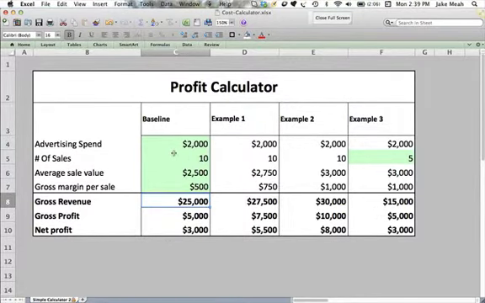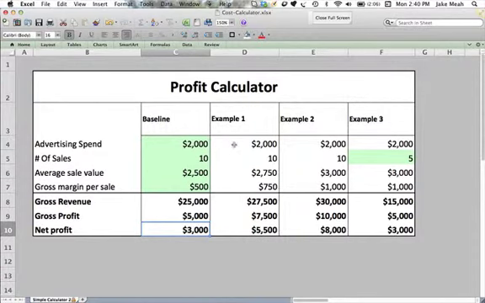At those figures, you'd generate a revenue of $25,000, gross profit of $5,000, and a net profit after advertising of $3,000. Okay, so that's what we're using as our baseline.